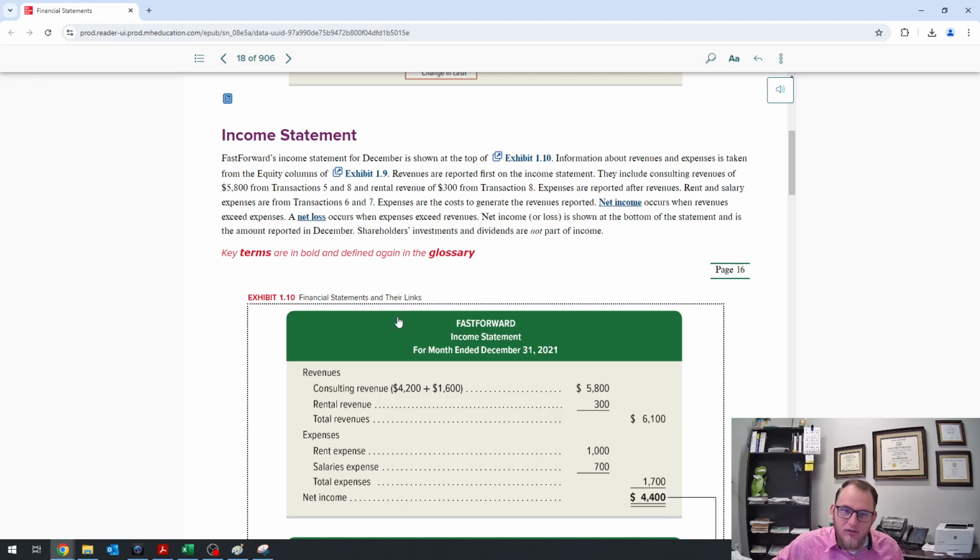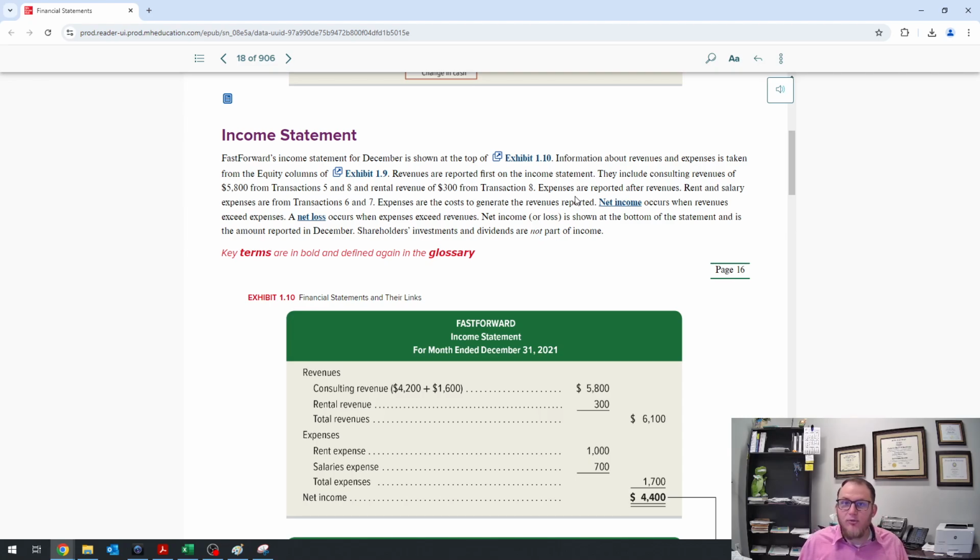And so you can see here's our income statement, and on each of these statements, the name of the company is always at the top. The name of the statement is always at the top, so that way the users know what information they're looking at. And the reported period is always at the top. And so an income statement is always for a reported period of time. In this situation, it's the month of December.